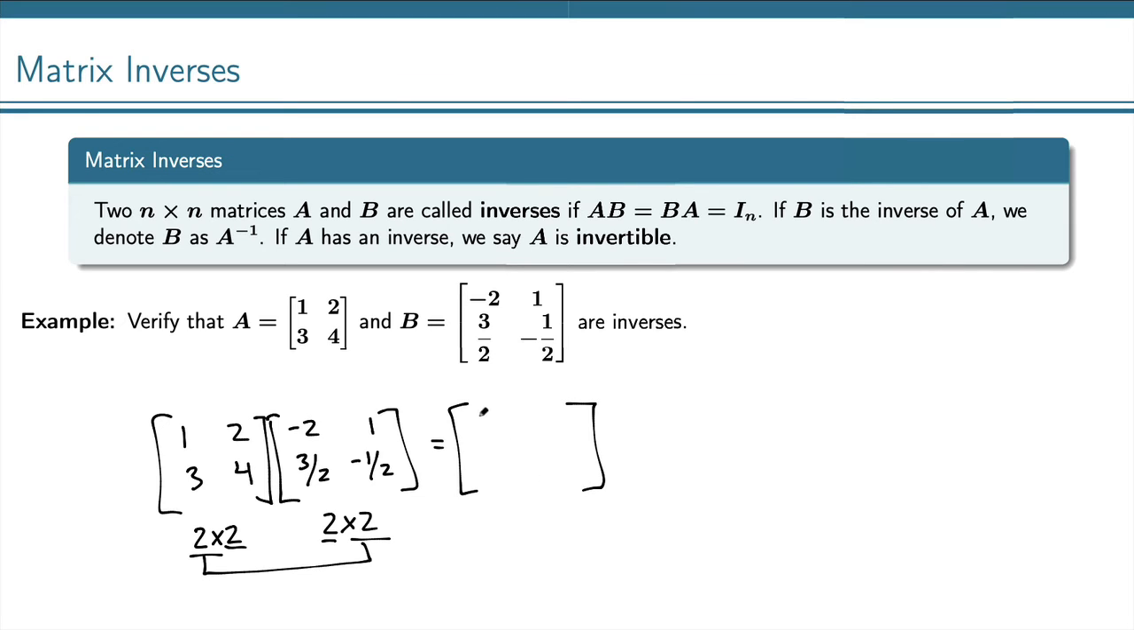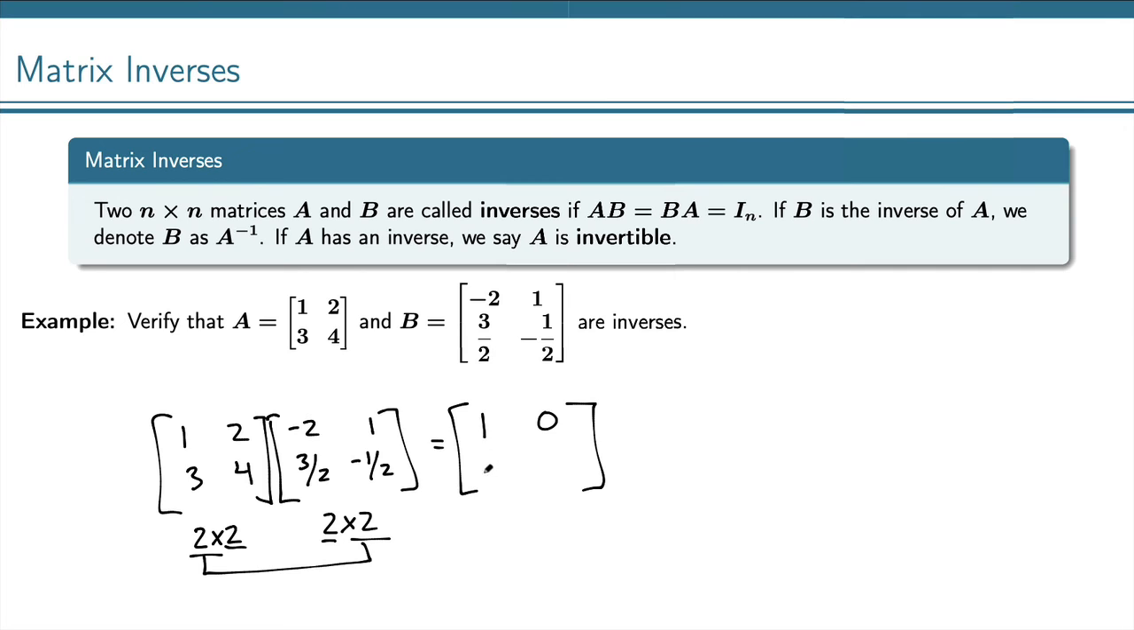Now to find these, this first entry is in the first row and first column. So we use the first row and first column. We have 1 times -2 plus 2 times 3 halves. That's -2 plus 3, which is 1. For this entry, in the first row, second column, we use the first row, second column. 1 times 1 plus 2 times -1/2 is 1 plus -1, which is 0.